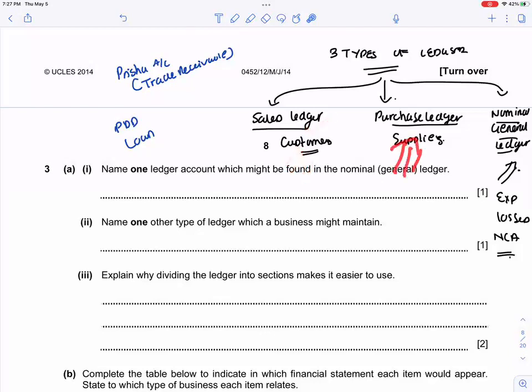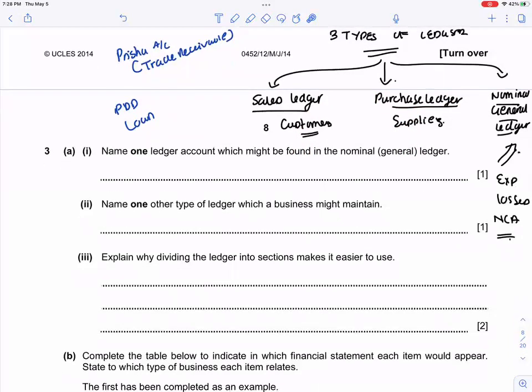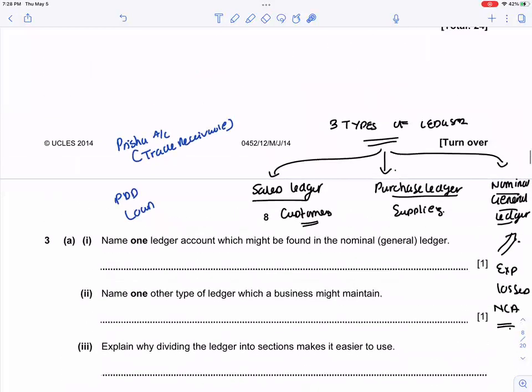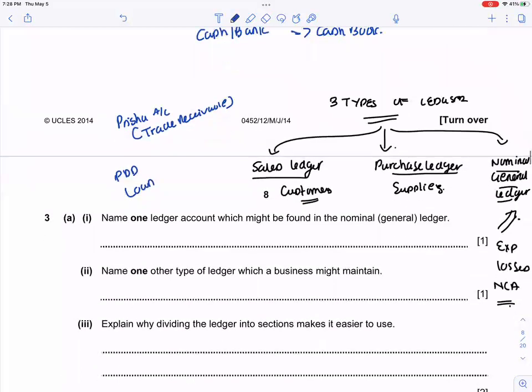Suppliers' names would come in? Purchase ledger. Everything else would come in? Nominal. Cash and bank would come in? Cash book. Please keep on memorizing this and writing it.